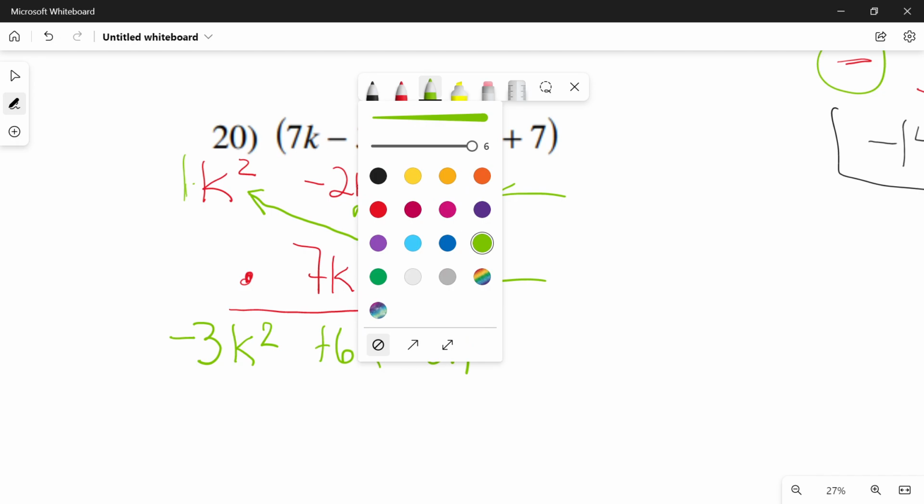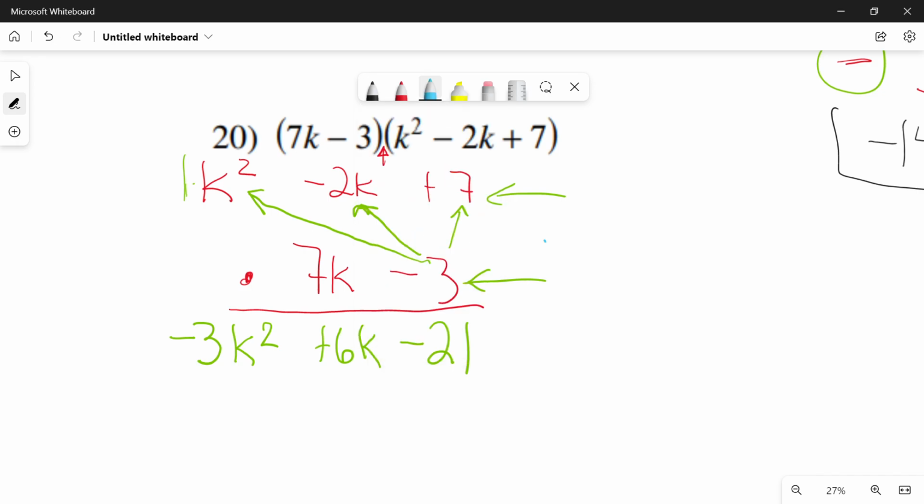Let's switch to another color here. And now I'm going to multiply the 7k. And it's got to be multiplied against each of those 3 terms. But the key here is for me to make sure I put the result of the multiplication in the right place. So this is 7k times 7. So the k is going to stay the same. So it's going to go in this column with this k. And the 7 times 7, I know that is 49.